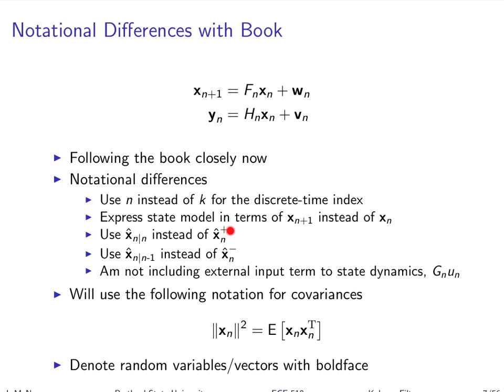The book and a lot of the other books and other references will use the superscript plus and minus, but I prefer this notation where you've got a vertical bar that is a symbol for indicating what measurements you have from time 0 up to whatever time is indicated there. And the letter to the left of that bar is the time of the estimate. So we're estimating the state at time n, given all the measurements from 0 up to time n minus 1.